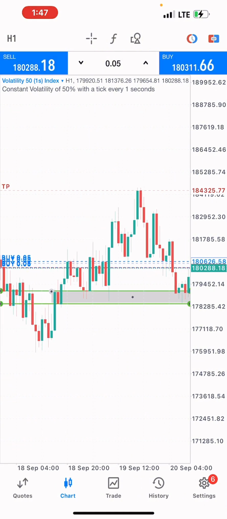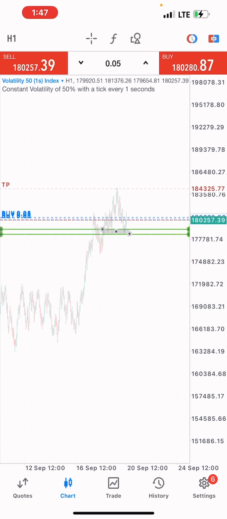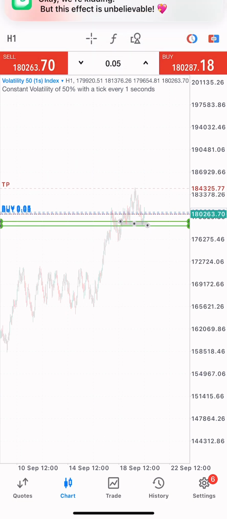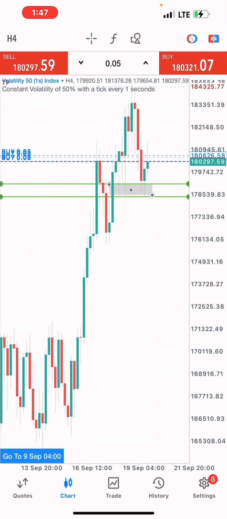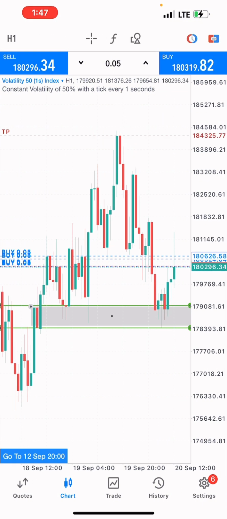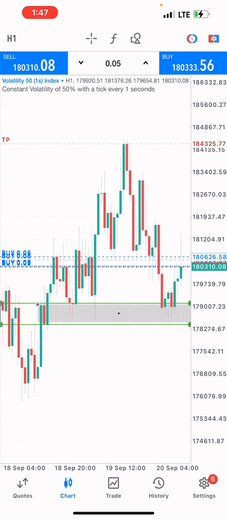So first thing I did here to run this analysis is I know that the market is in an uptrend. Okay, so next thing I was looking out for is to mark out my key level where I want the market to actually be reacting from.